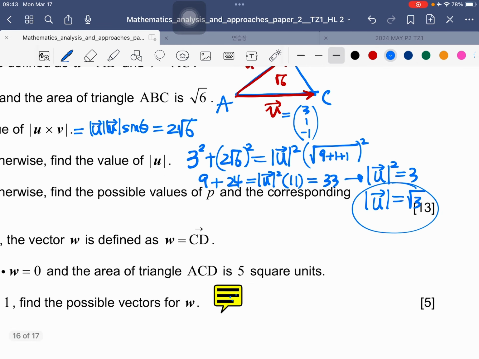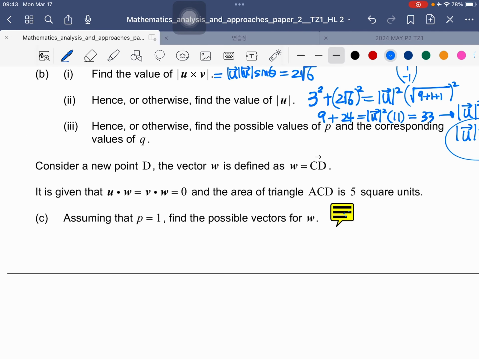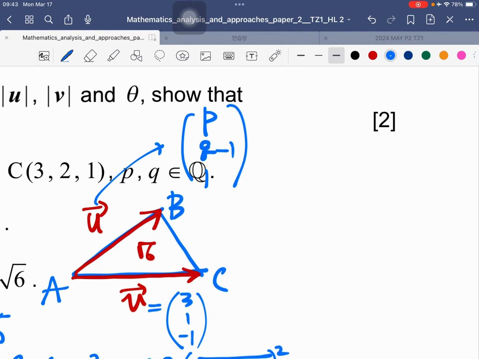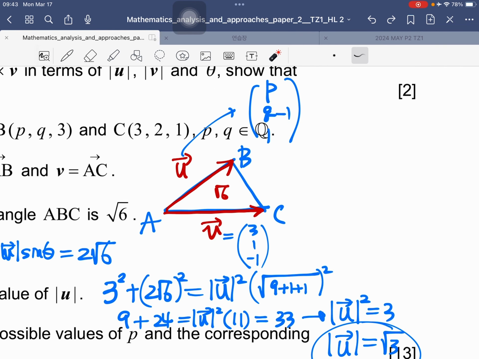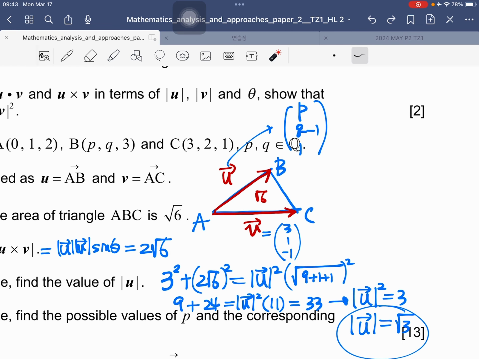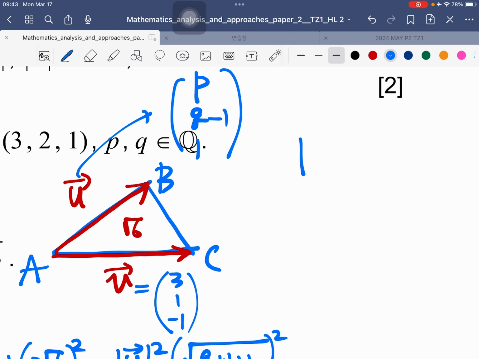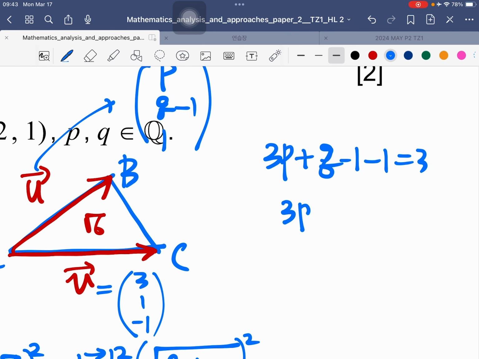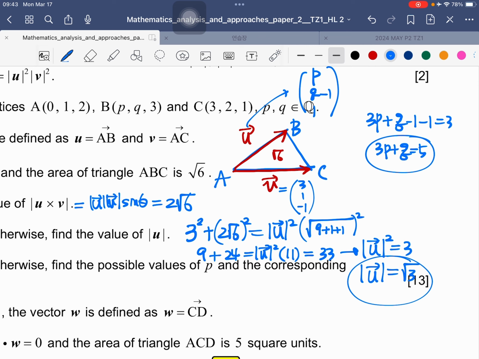So we need more space. So u dot v, the dot product of these vectors equals 3. Calculating this condition, it's going to be 3p plus q minus 1 equals 3, which gives us 3p plus q equals 5. This is the first condition. The second condition is that u vector's magnitude is square root of 3.